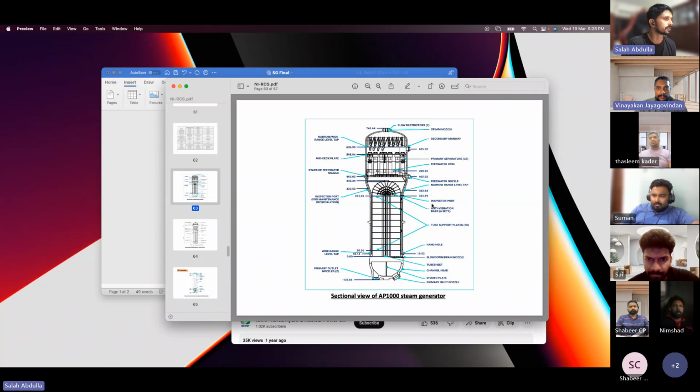So you can just view the steam sectional view, and let me tell you, these are the feed water nozzles. Can you please enlarge the view? Yeah, okay, sure.